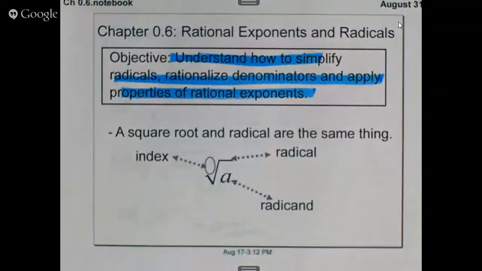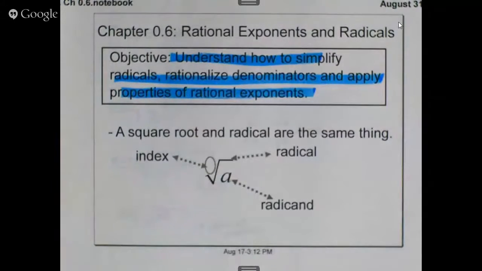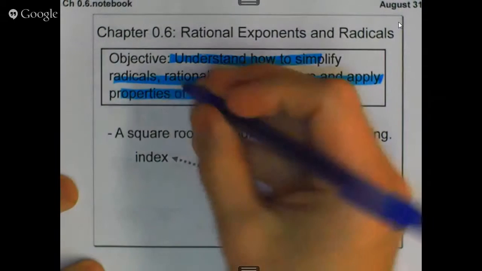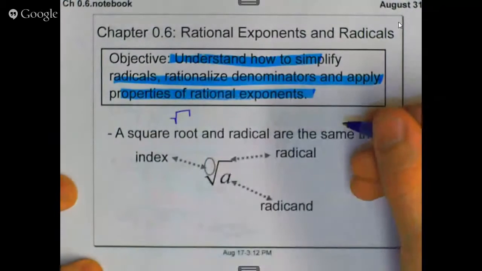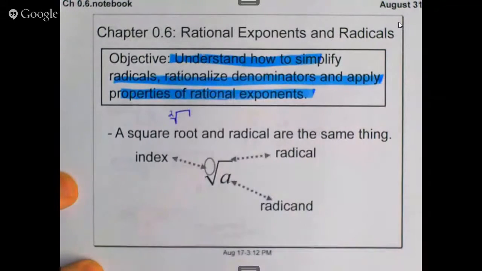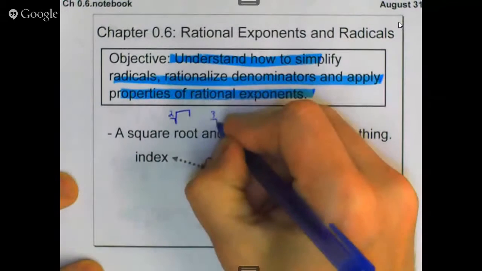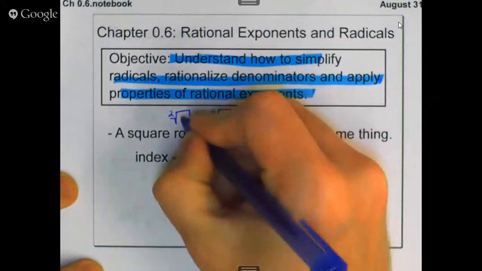Okay, so a square root and a radical are the same thing. If I give you this symbol here, most of you will call that a square root with a small 2 right there. And then we have a third root and a fourth root and so forth and so on, which you've dealt with before.